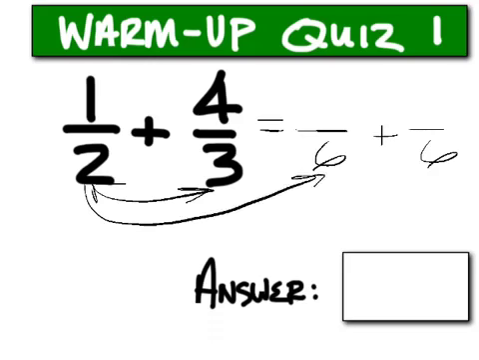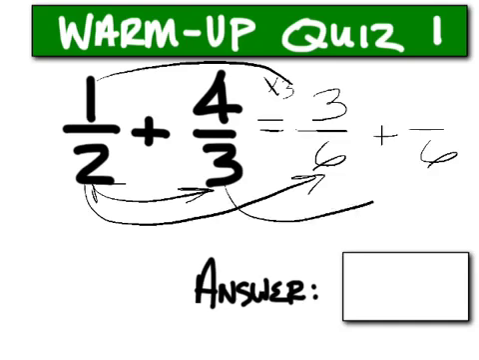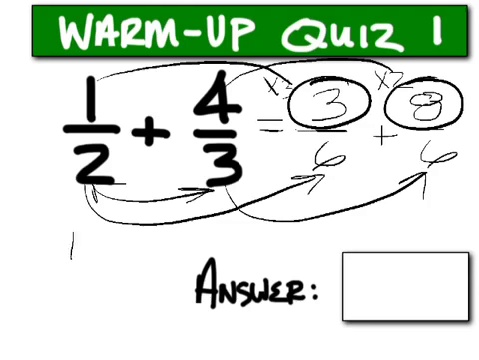2 times 3 would give me 6, so I multiply 1 by 3 to get 3. 3 times 2 would give me 6, so I multiply 4 times 2 to get 8. 3 plus 8 is 11. 11 over 6 is the final answer.